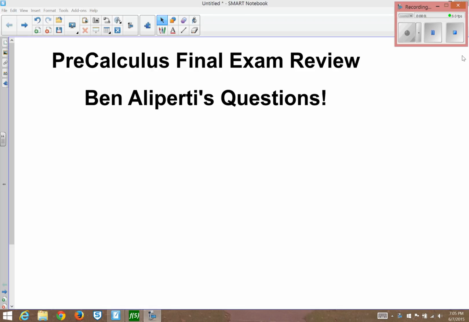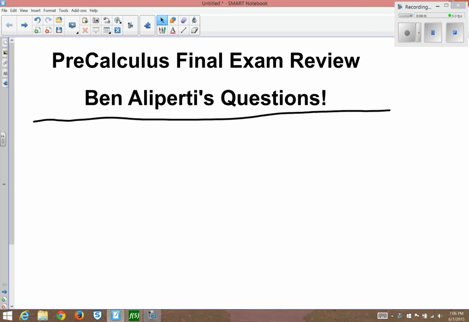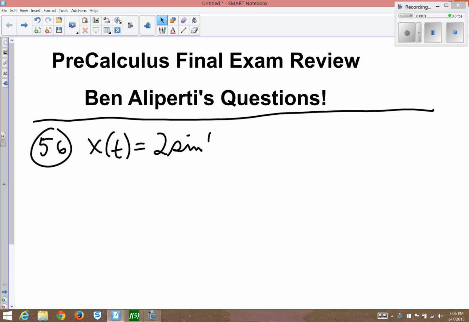Here are some final exam review questions. Start with number 56. The position of an object oscillating on the x-axis is given by x of t equals 2 sine 4t minus cosine 4t. T is time in seconds.